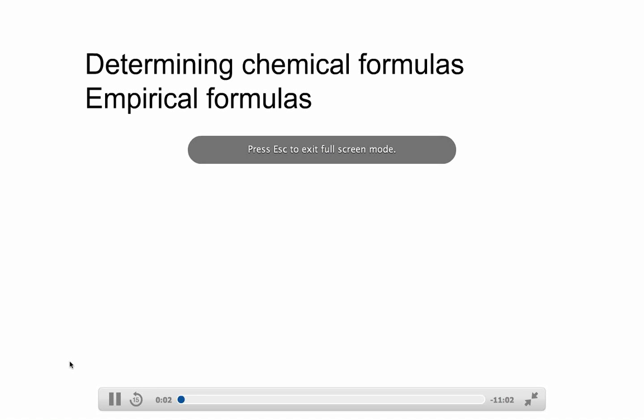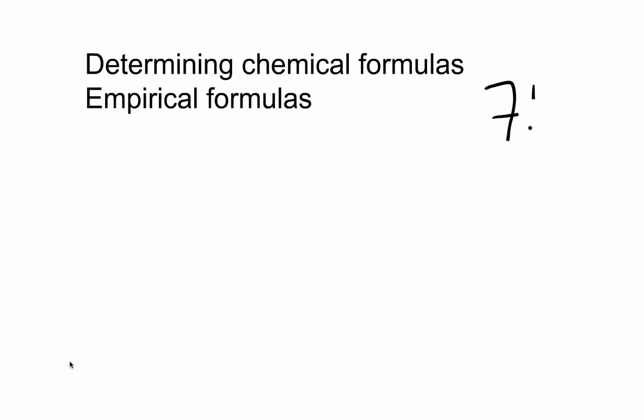Now, this is section 7.4, and it's called Determining Chemical Formulas. And really what we're going to look at is determining the empirical formulas of compounds. And so let's just start with the problem.